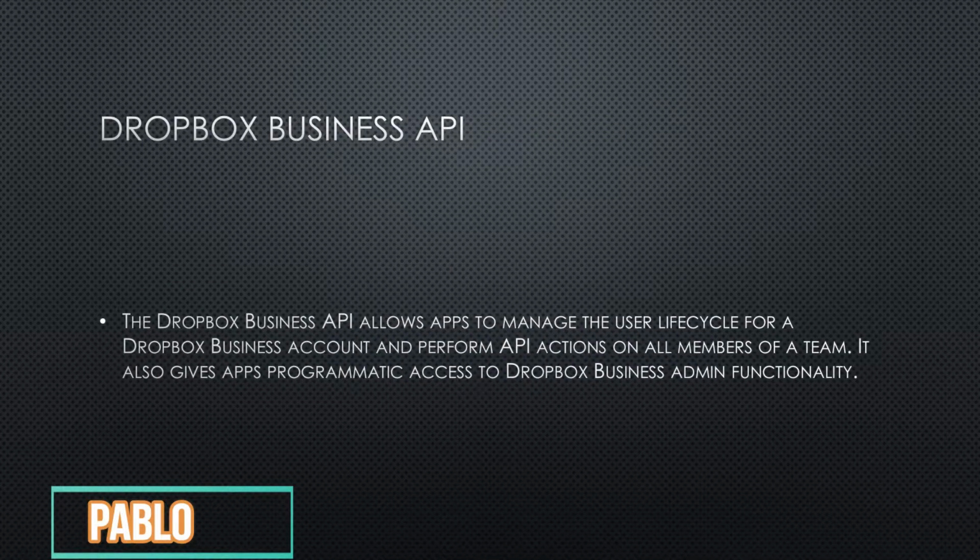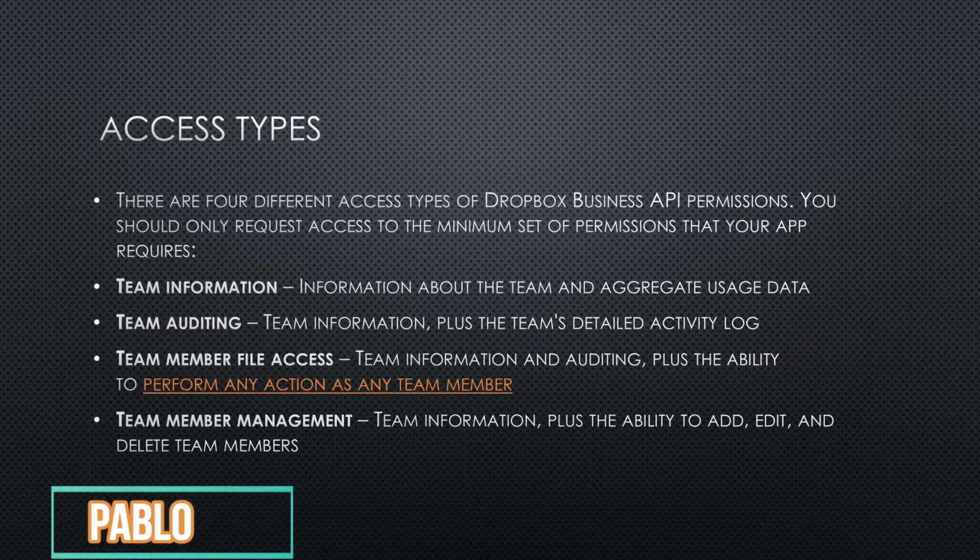Dropbox Business API. The Dropbox Business API allows apps to manage the user lifecycle for a Dropbox Business account and perform API actions on all members of a team. It also gives apps programmatic access to Dropbox Business admin functionality.